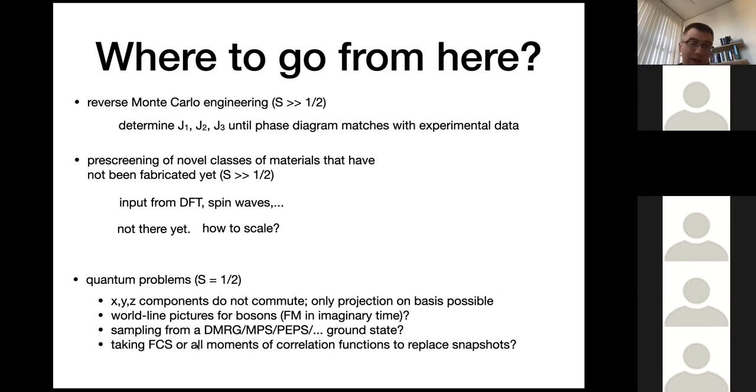Another approach could be that if you can do DMRG or PEPS, or some kind of tensor network state, maybe they can generate a ground state, and maybe you can sample from it. And another approach could be, but it's very speculative, we take full counting statistics or all moments of correlation functions to replace our snapshots. That should also contain all the information, but it's not clear how to formulate the SVM in such a way at the moment.